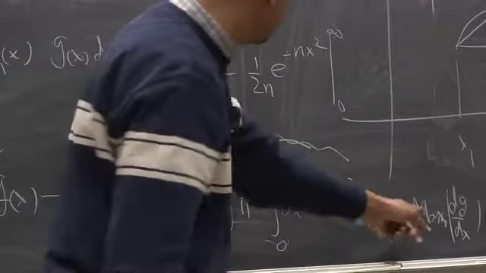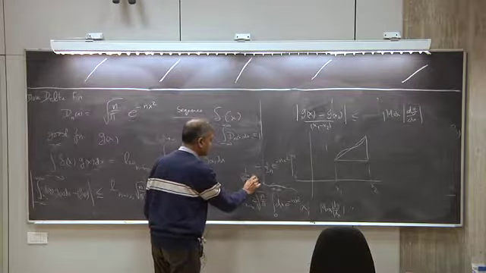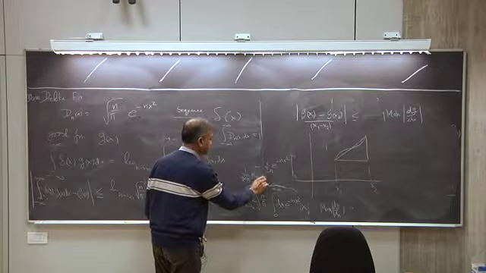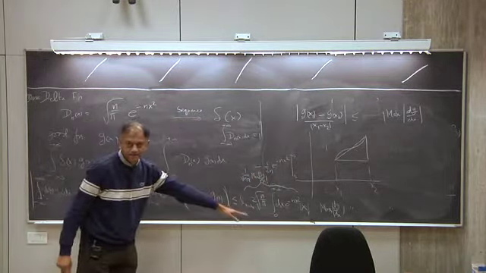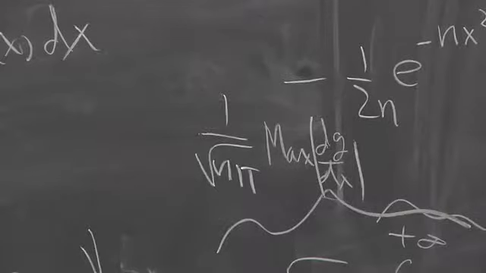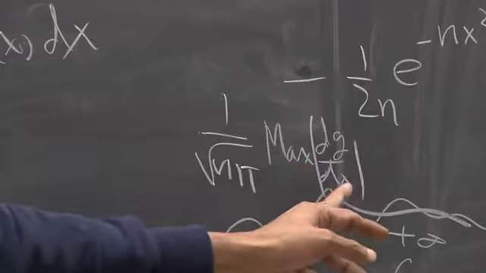times the maximum of dg by dx. That's what we are seeing with that right hand side. So we see that this difference is 1 over root n pi times max dg by dx.